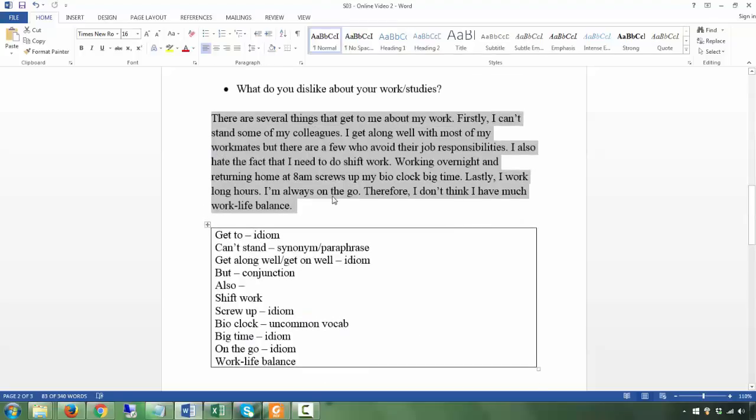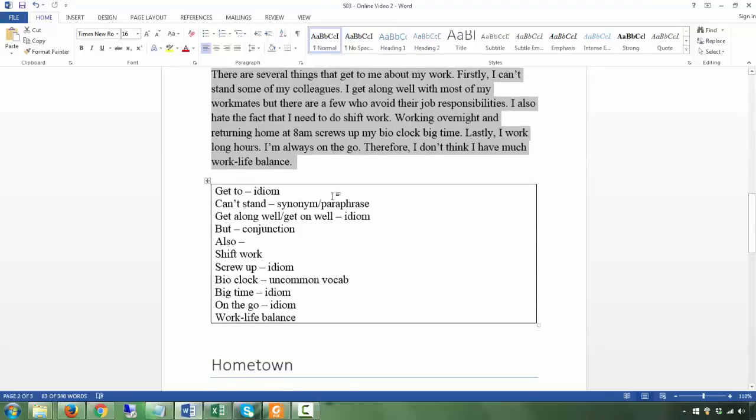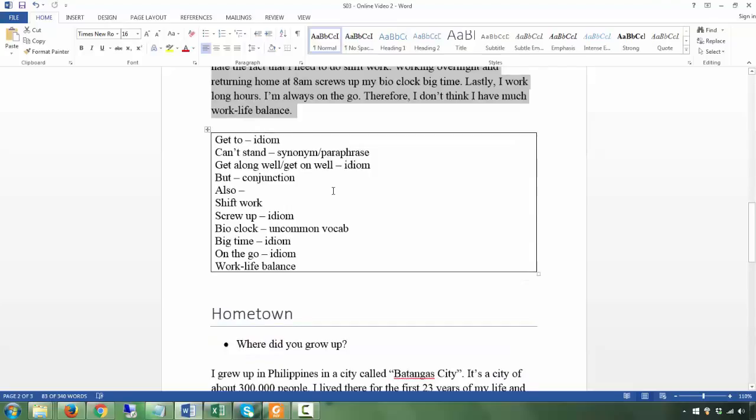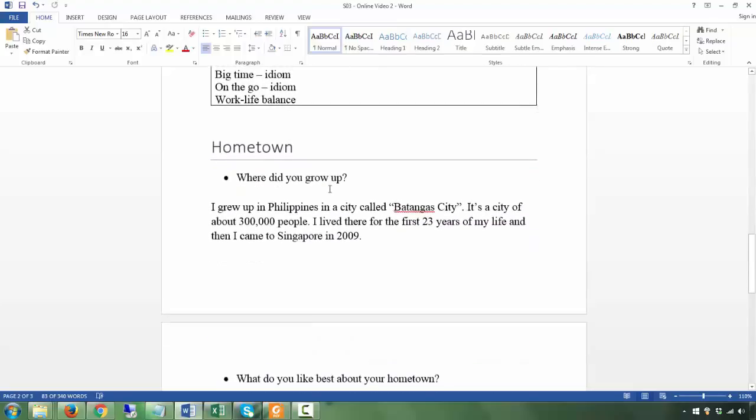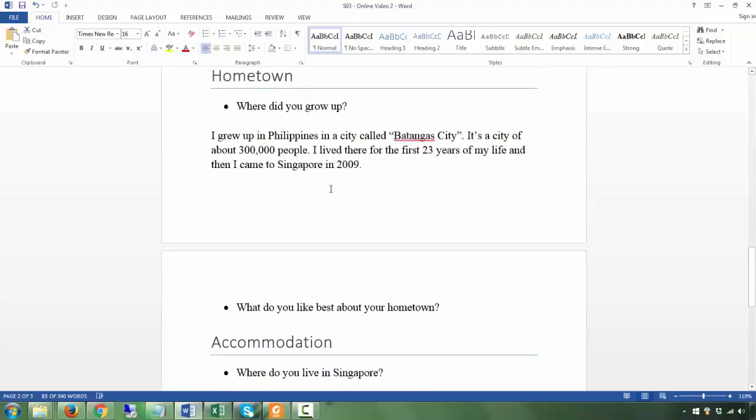Okay, the examiners will take note of all of these idioms, these uncommon vocabulary, but you also don't have to have too many of them. Okay, five, six, seven throughout your speaking exam, or the 11 to 15 minutes of that. It's good enough that the examiner will take note of it. That's good. Okay, you don't have to have so many, right?